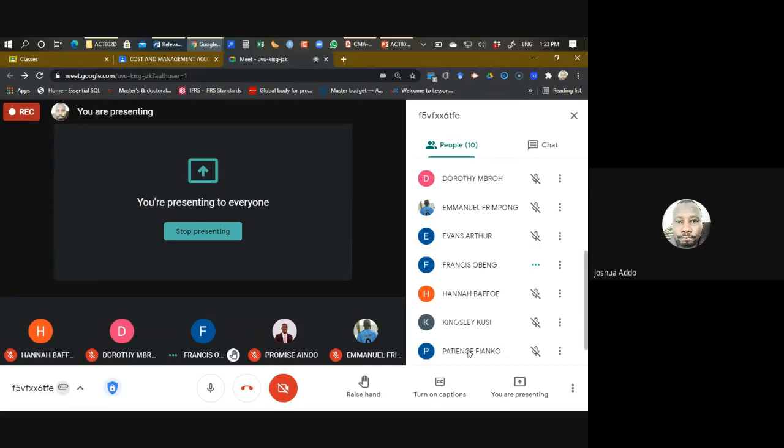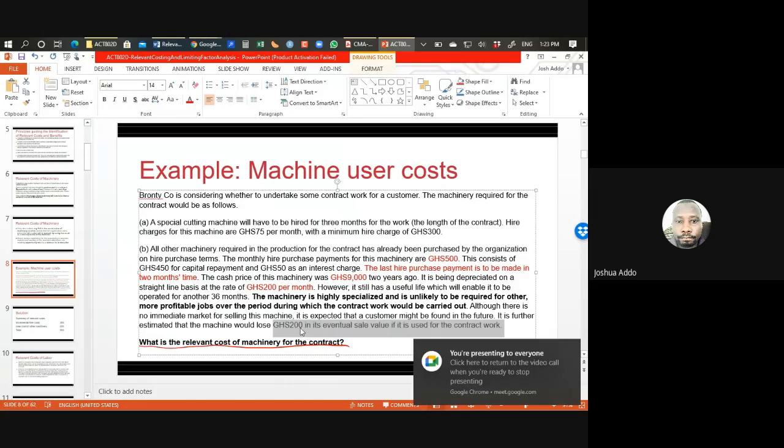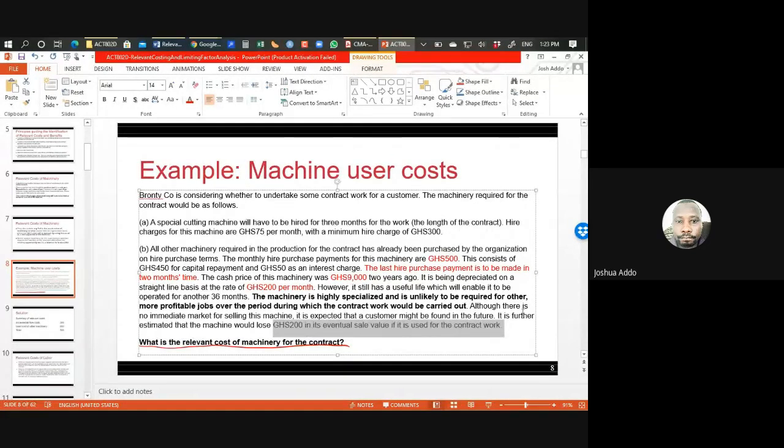the 200 loss in sale value is exclusively caused by the contract. See how it said it. Let me start from the beginning. It is further estimated that the machine will lose 200 Ghana cedis in its eventual sale value if it is used for the contract work. If it is not used, that loss in selling value of 200 cedis will not occur. So it is clear that the loss in sale value of 200 will be caused by the contract. And if you caused it, we charge it to you. That's just common sense.